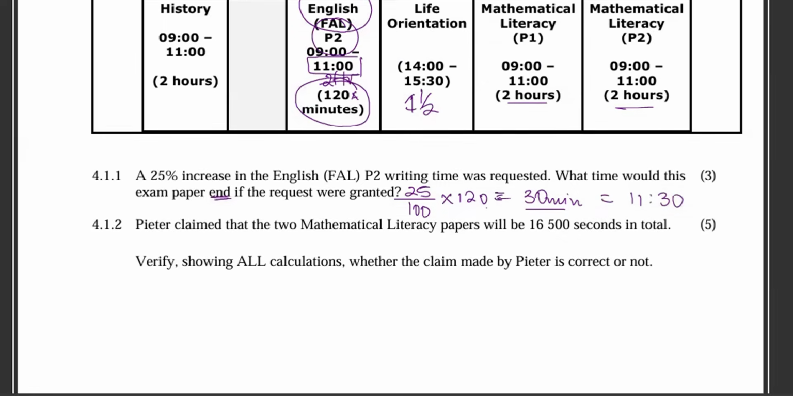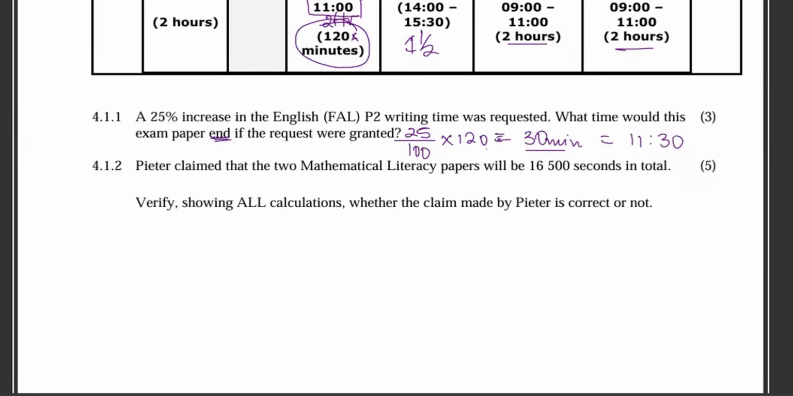Let's continue. Peter claimed that 2 mathematical literacy papers will be 16,500 seconds in total. Verify, showing all calculations, whether the claim made by Peter is correct or not. Now, this is paper 1 and this is paper 2. Remember, these are hours, but the claim is in seconds. Guess what we're going to do? We shall have to change our hours to seconds.